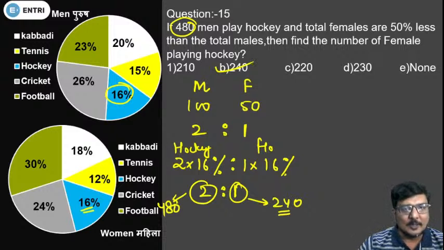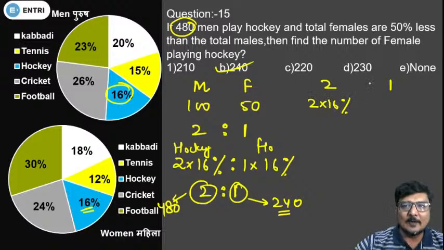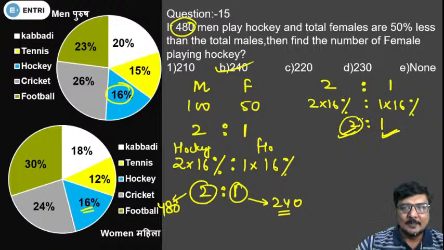Understood? We have been provided with the ratio of male and female. All the males are 2 and all the females are 1. So 16% of males are playing hockey, 2 into 16%. They are already in ratio, so the numbers multiplied will also be in ratio. So this ratio will come out to be males playing hockey to females playing hockey. And the number of males playing hockey is 480, so the number of females playing hockey will be 240. Got my point? Hopefully the logic is clear.